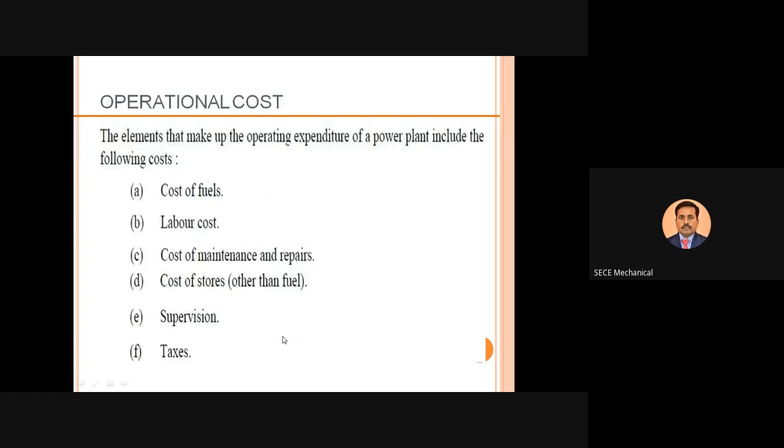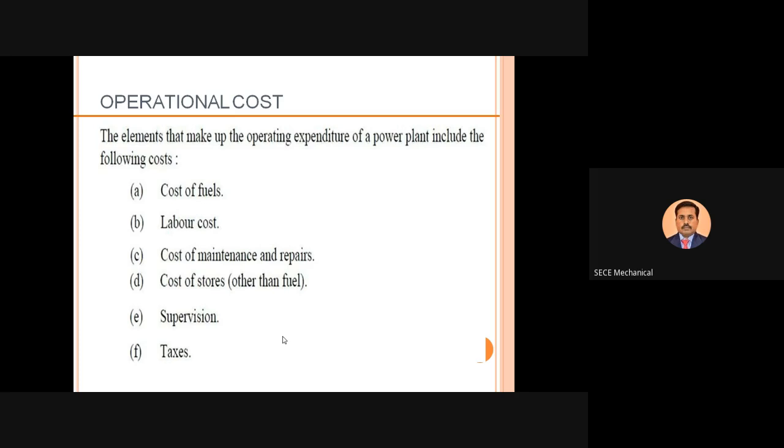Yes, sir. Next we are going to discuss the second cost, which is operational cost. I already touched upon the area related to land cost. So what are the operation costs? While you are operating a power plant, some cost is involved in operating it or producing the power. That type of cost comes under operational costs. What are the costs? First one, cost of fuel, labor cost, cost of maintenance and repairs, and cost of stores and supervision and taxes. So you know very well.